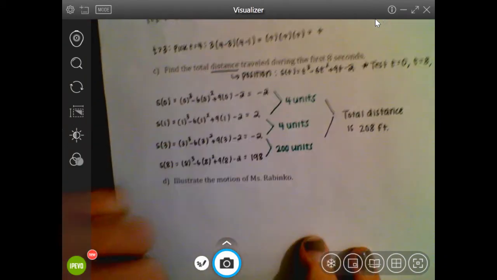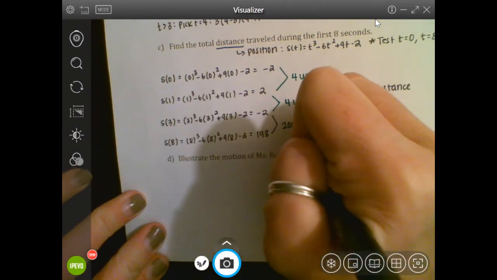Okay, so now what we need to do is illustrate the motion. So this is actually called a snake graph.